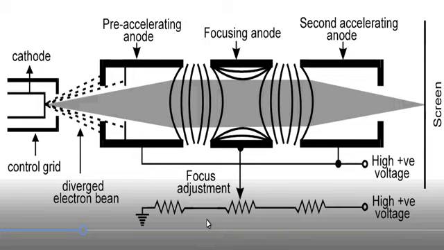Electrons have a tendency to diverge from each other. So you can see the diverging electron beam. This diverging electron beam passes through the small centrally located hole of the control grid. Then next, this electron beam passes through the pre-accelerating anode and propagates through it.